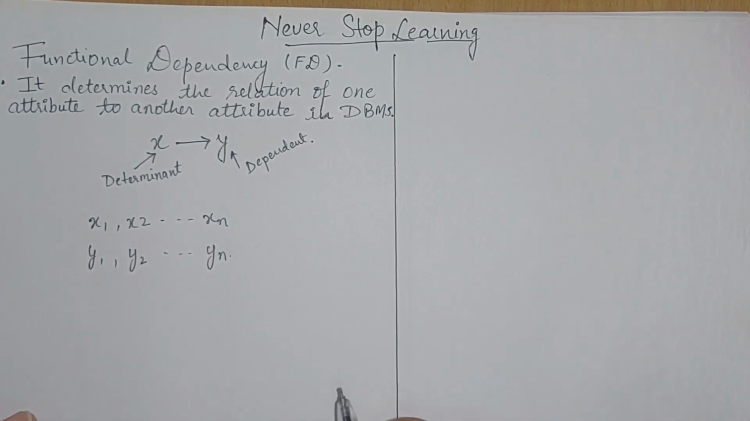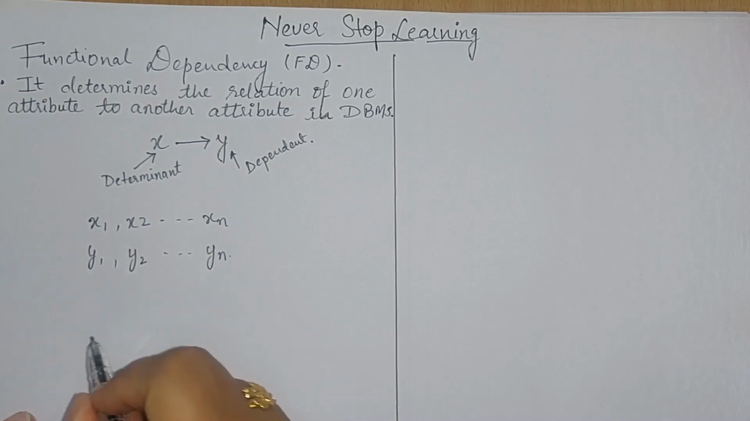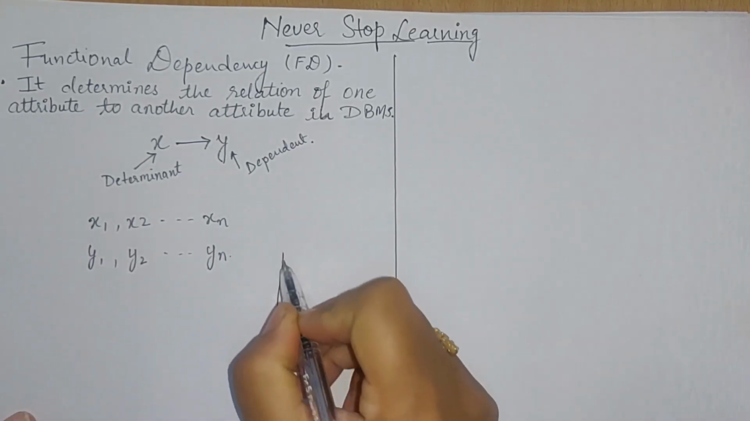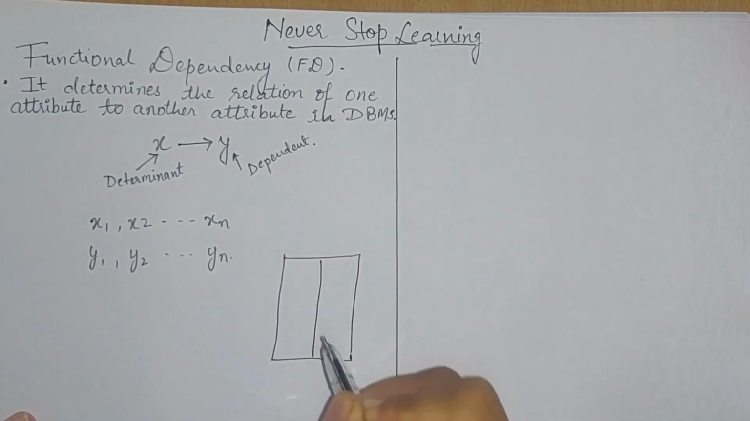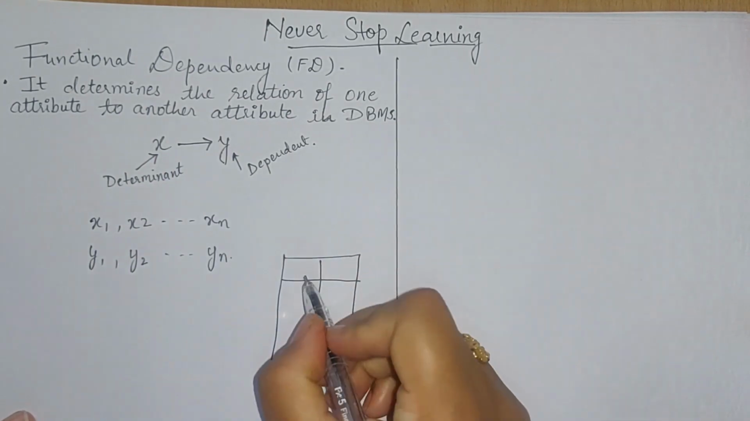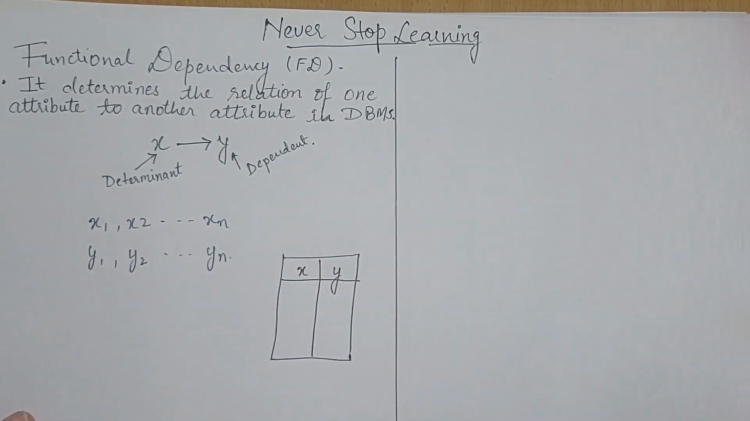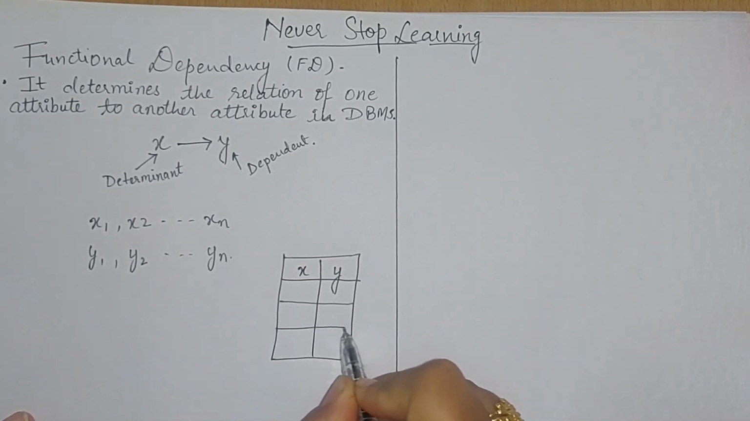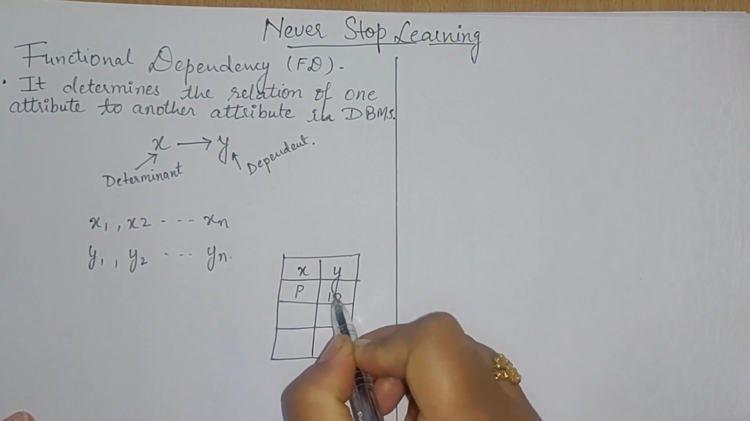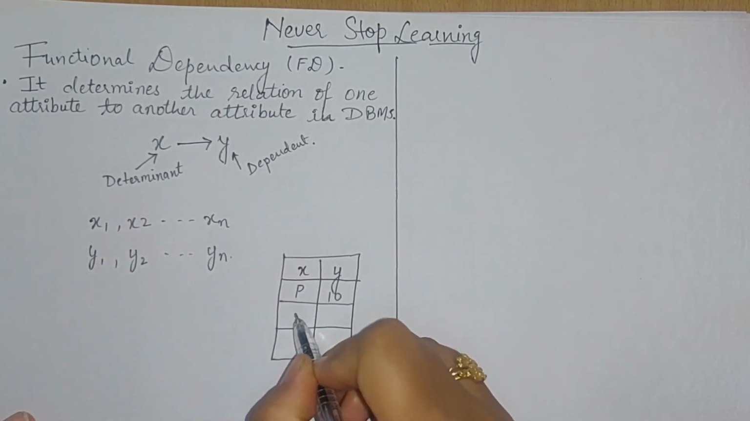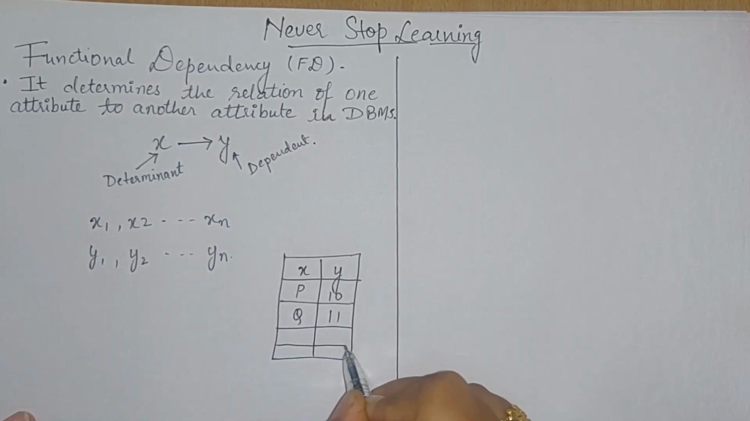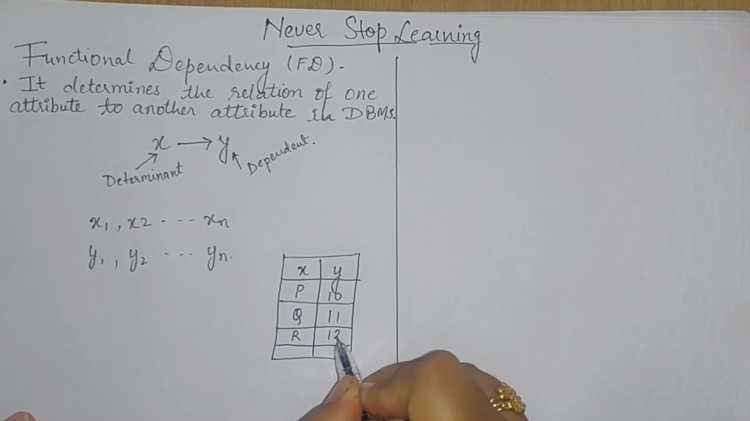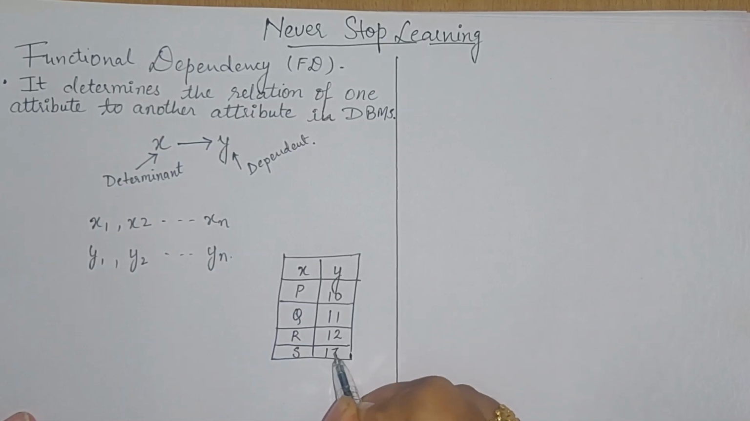Let's simplify this. For example, let us suppose I am having a table here. Understand this. In this table, as you can see, I am taking two attributes, x and y. Now the values of x and y are something like this: when x is p, y is 10; when x is q, the value of y is 11; when it is r, it is 12; when it is s, it is 30.